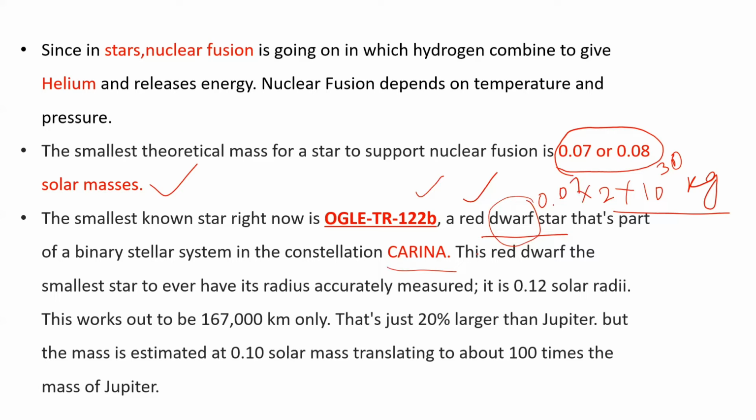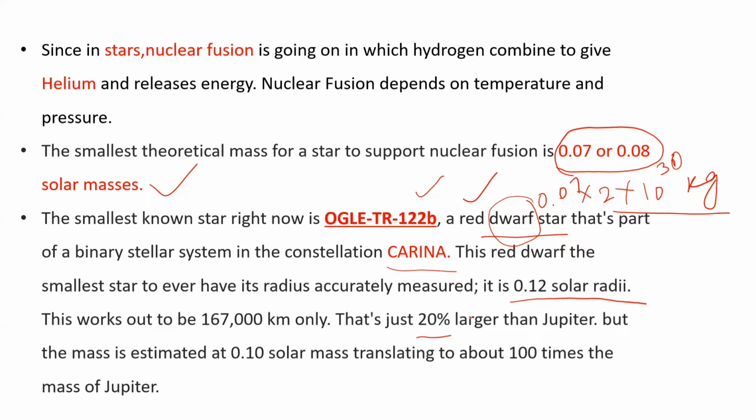So this red dwarf is the smallest star whose radius has been accurately measured, and it comes out to be 0.12 of our solar radii. Its size is 0.67 into 10 to the power 5 kilometer only. It's around 20% larger than our planet Jupiter, but its mass is estimated at around 0.10 solar mass, which comes out to be 100 times the mass of Jupiter.